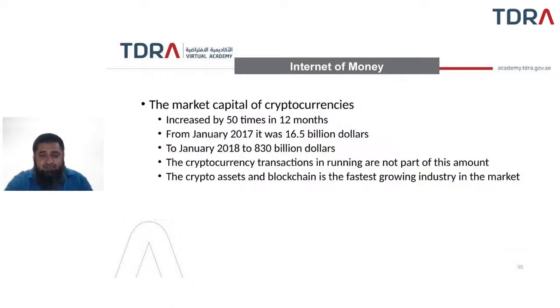So the market capital of cryptocurrencies increased by 50 times in 1 year. In January 2017, it was $16.5 billion, but in January 2018, it increased to $830 billion in 1 year. The cryptocurrency transaction rate is not part of this amount. So crypto assets and blockchain are the fastest growing industry in the market.